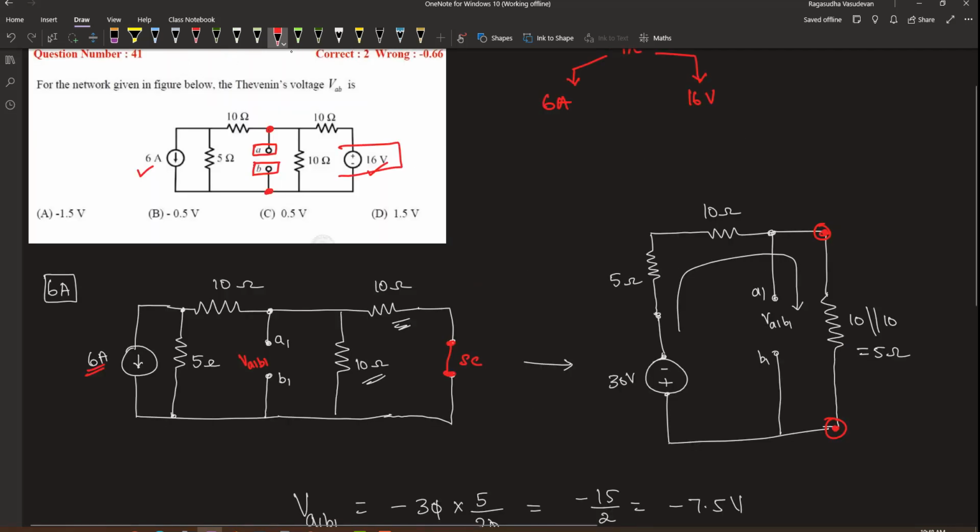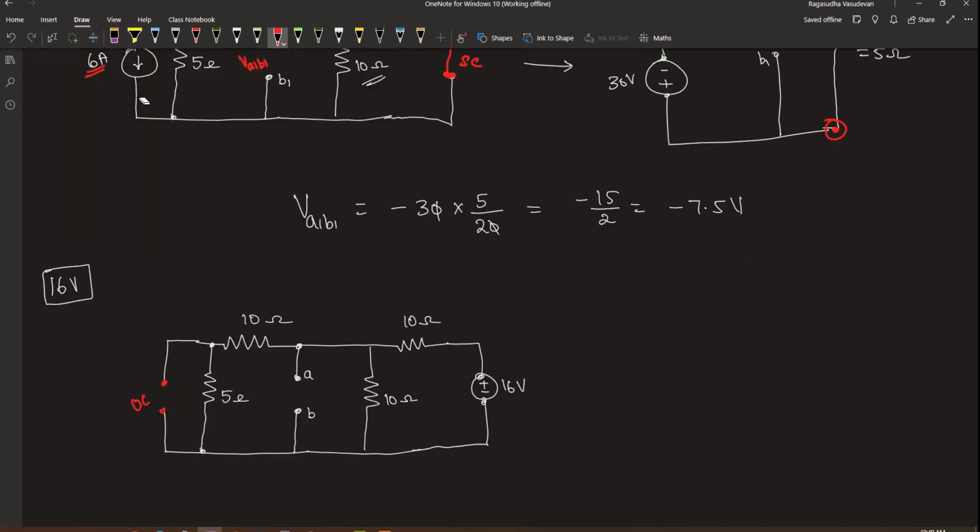Now let us have only the 16 volt source and nullify the 6 ampere source by replacing it with an open circuit. Let's call these terminals A2 and B2, and the voltage across them VA2B2. The current sent by the 16 volt source splits into two branches, one with 10 plus 5 in series and the other with 10 ohm in series. The voltage across this pair of nodes is equal to the voltage across this 10 and the voltage across this 15 ohm resistor. We can simplify this circuit like this.